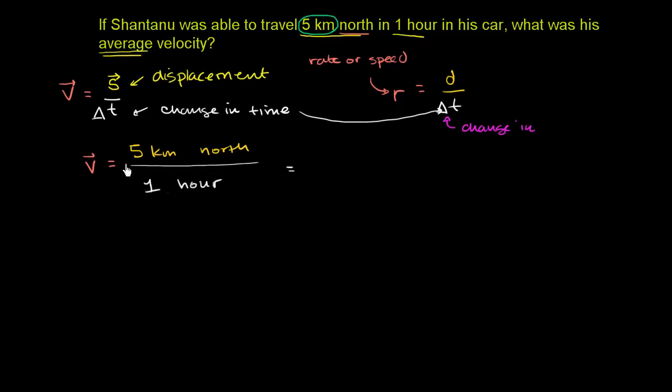So this is equal to, if you just look at the numerical part of it, it is 5 over 1. Let me just write it out. 5 over 1 kilometers. And you can treat the units the same way you would treat the quantities in a fraction. 5 over 1 kilometers per hour, and then to the north. Or you could say this is the same thing as 5 kilometers per hour north. So this is 5 kilometers per hour to the north.